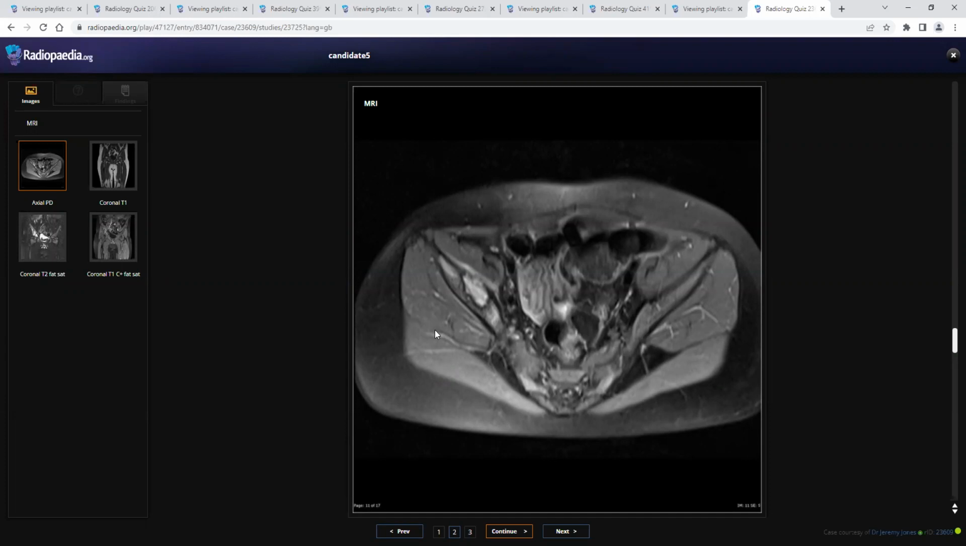Other than that, I cannot think of anything else. Okay, no problem. But this appears to be a benign lesion looking at the MRI sequences. Yeah, okay, no problem.